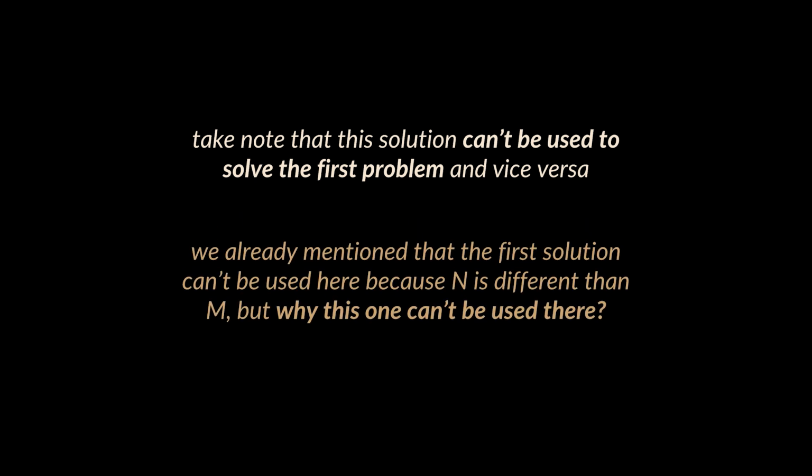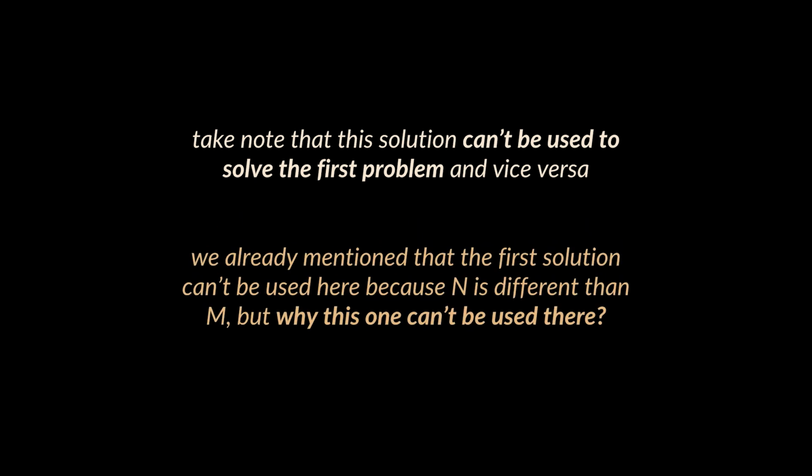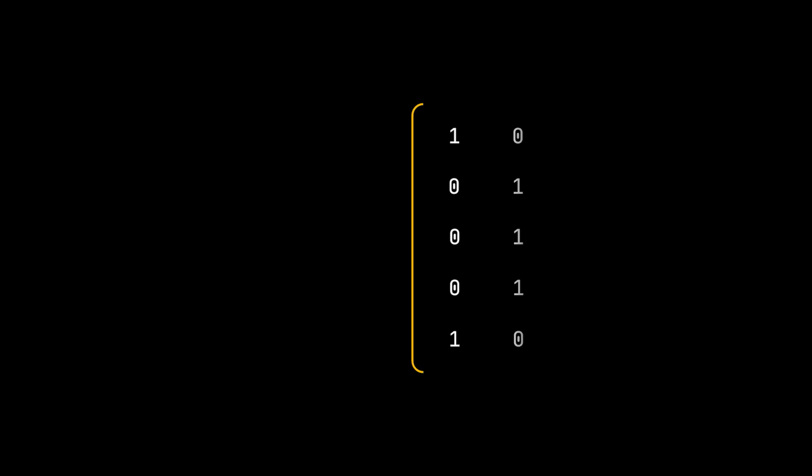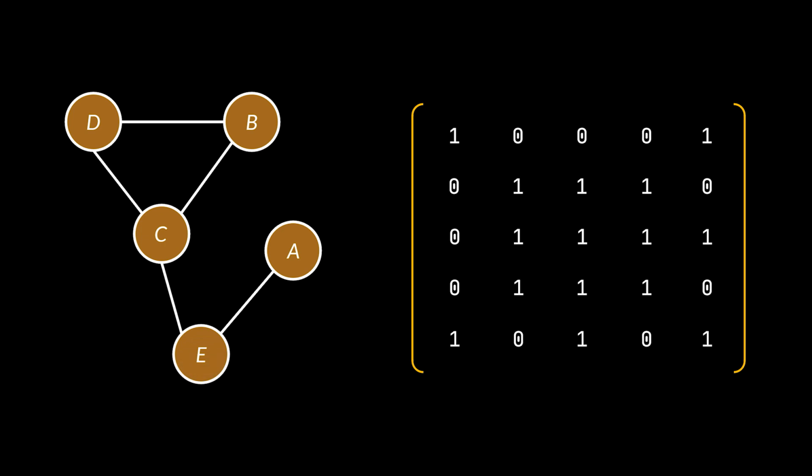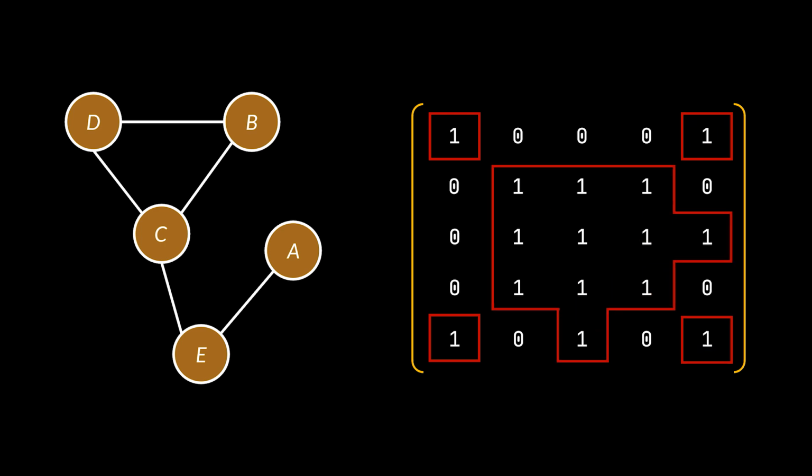Why? We already mentioned that the first solution can't be used here because n is different than m, but why can't this one be used there? Well, take this n times n matrix as an example, given that m equals n here, and by making use of the same definition we had in the first problem, we can derive the graph you see to the left from this matrix. We can clearly see that this graph is connected and hence represents a single component. However, if we make use of the logic we implemented in the second problem, it will return 5 islands. So the idea and methodology behind these problems is the same, but the implementation will differ.